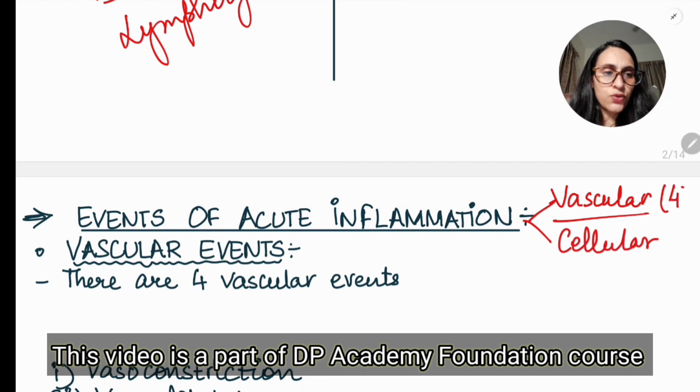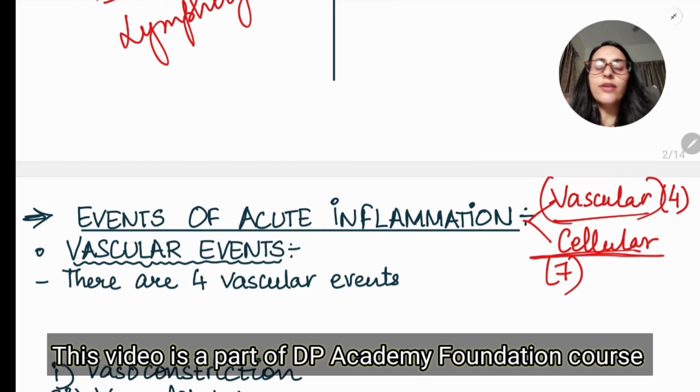So there are 4 vascular events and there are 7 cellular events. The vascular events are shown in arterioles, capillaries, and venules. So this is not artery or veins. It is arterioles or venules or capillaries, basically the end of a blood vessel. These are the vascular events that are seen in the arterioles, capillaries, or venules, while on the other hand, the cellular events, these are the 7 events that we'll talk about.